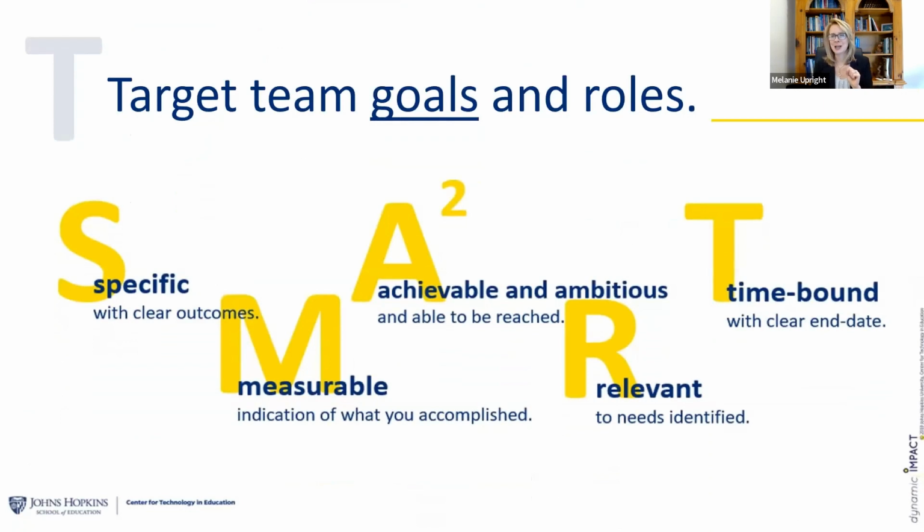And you'll notice that Johns Hopkins University Center for Technology and Education has decided that the SMART goal formula is great, but there is a piece, and what we've seen over time is that making an achievable goal is not necessarily good enough to get you to the place you want to go. You also have to have an ambitious goal. So we have SMART goals to the second power.